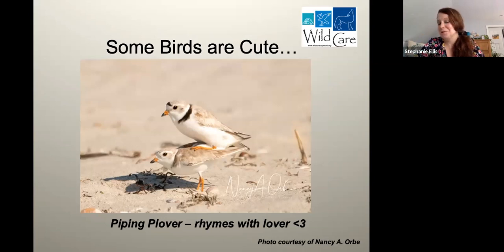And so some birds are cute. These birds are very cute. Male balanced precariously on the female. Piping plover. Some people call them plover, saying that it rhymes with lover, and some people prefer to call them plovers. I prefer plover rhymes with lover, because look at these two. Is there anything cuter than this?